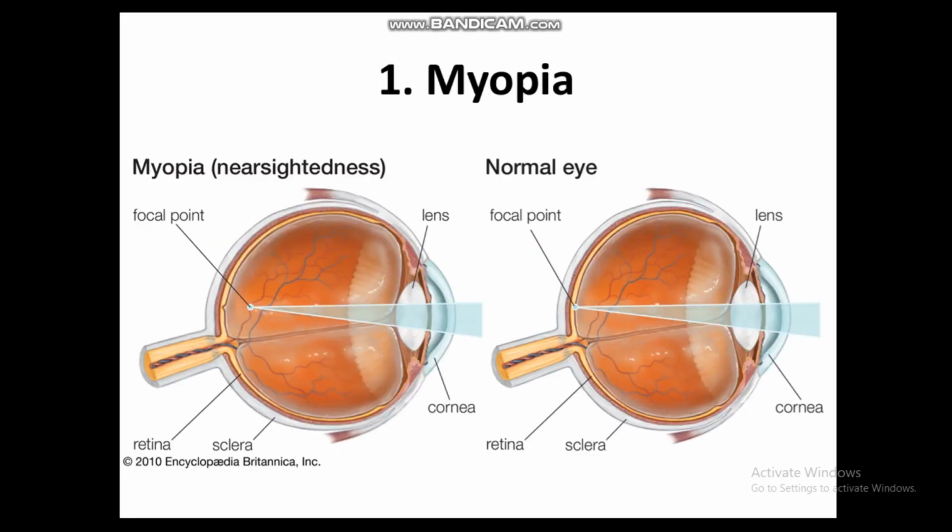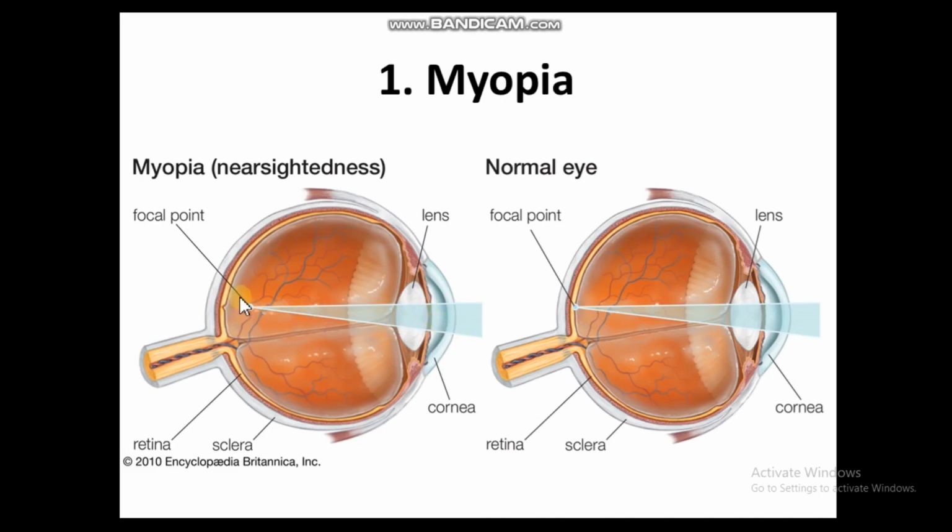If you observe the image clearly, this is the eyeball, and the picture shows two conditions, one for a normal eye and one for myopia. Here you can see in the normal eye, when the object is placed in front of the eye, the lens helps to focus the object and forms the image on the retina. So this is our retina, and the image will be formed on the retina. But in case of myopia, what happens? The image is formed in front of the retina.